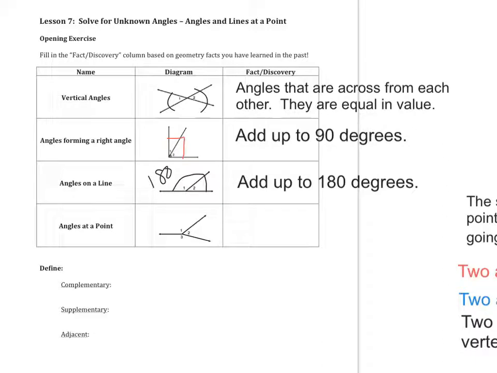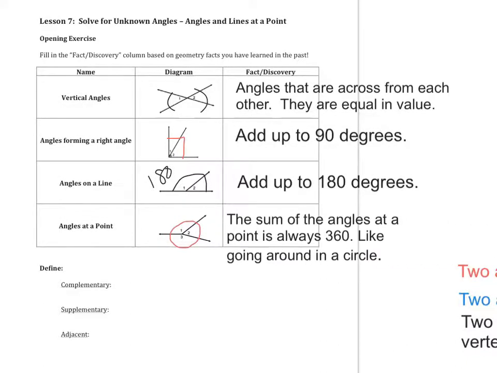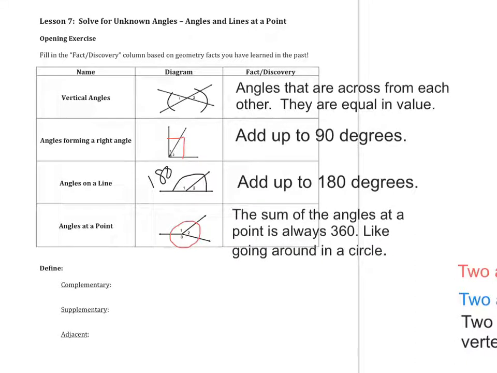And then the last one is something new. It's called angles at a point. And if I was to start here and go all the way around the circle, I would realize that that is in fact 360 degrees. So the sum of the angles at a point is always 360 degrees, like going around a circle.